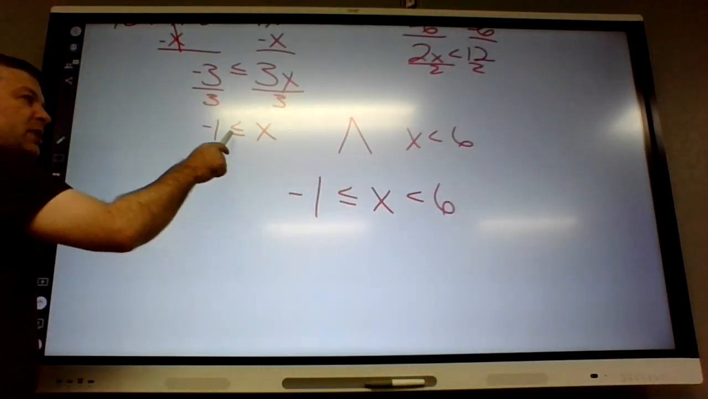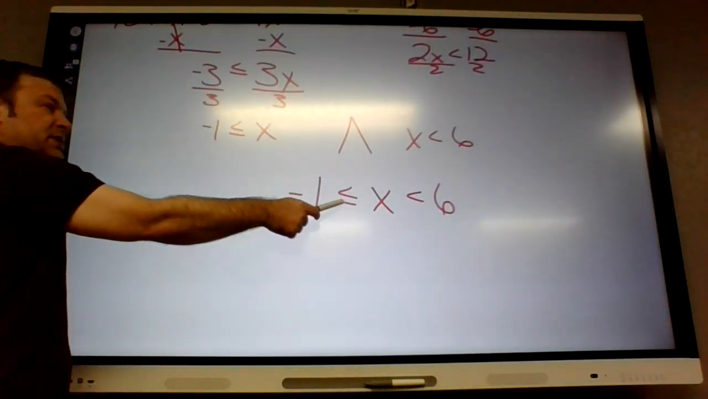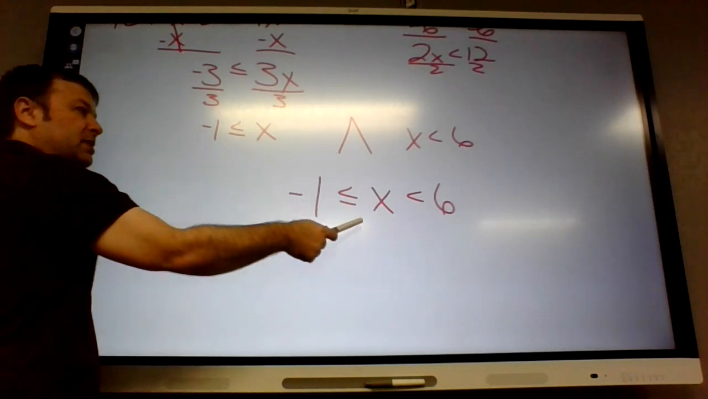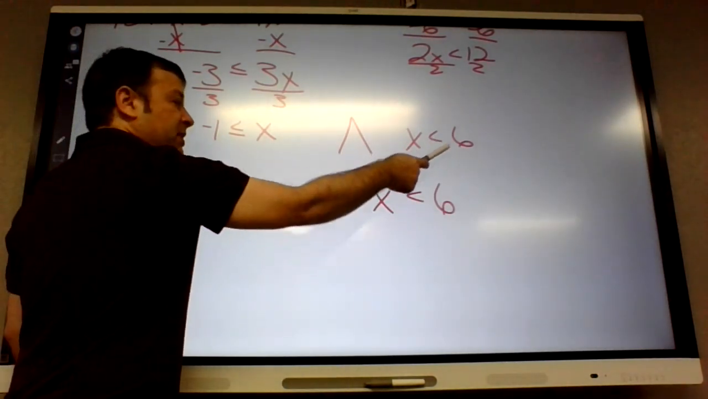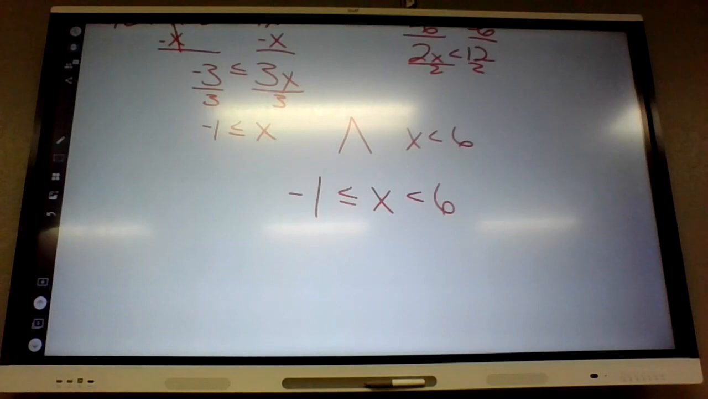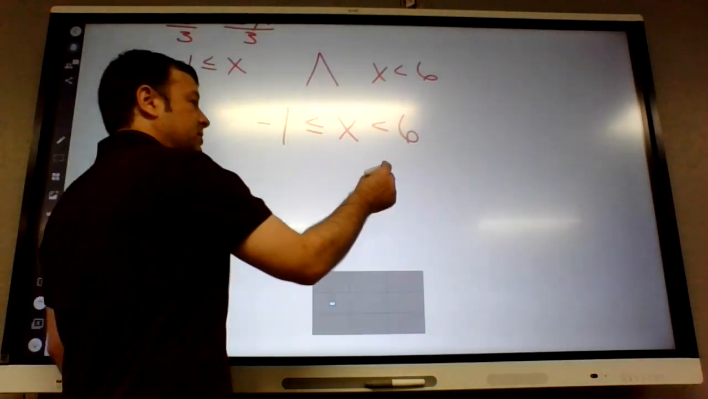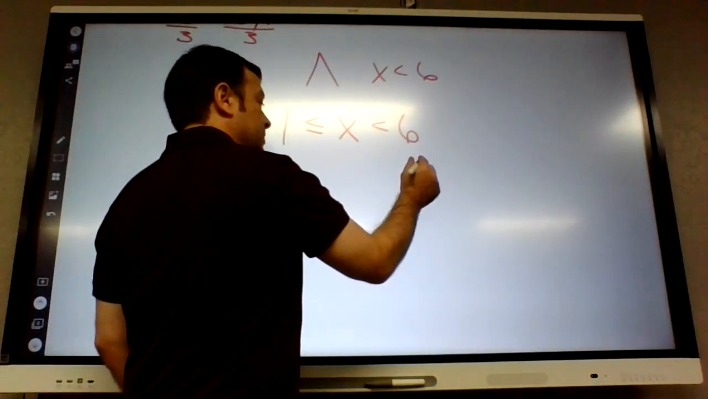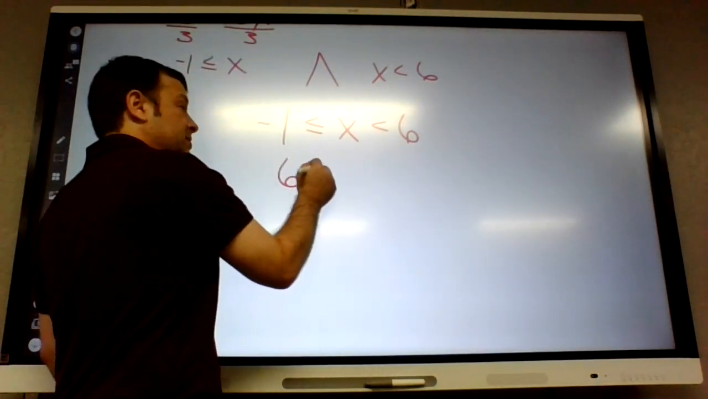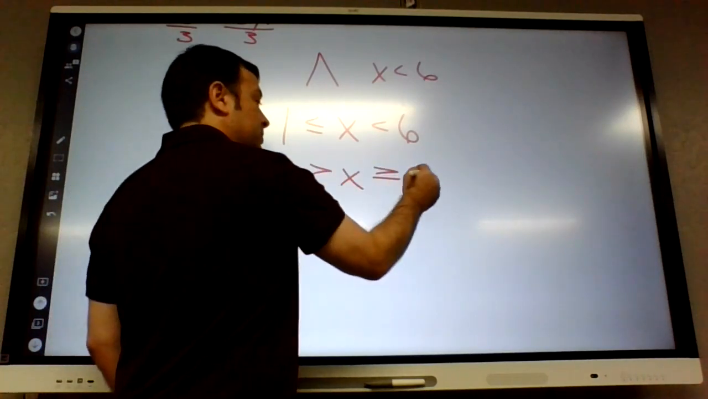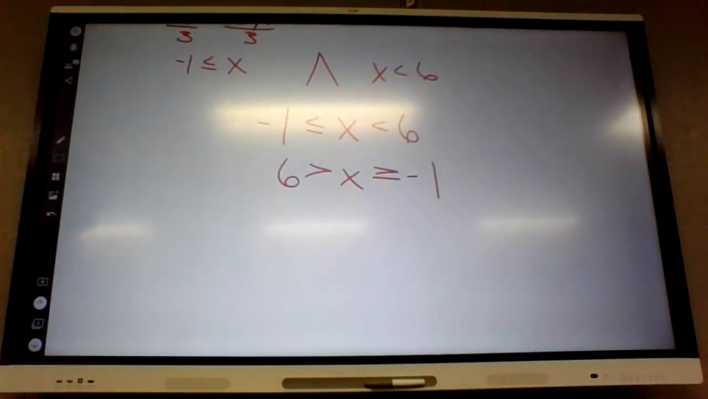So notice on this one I did include -1. It's less than or equal to -1, just like this sign. And on this one I did not include 6, just like that sign. By the way, this could also be written backwards. You could say 6 is greater than x is greater than or equal to -1. That would be the same thing.